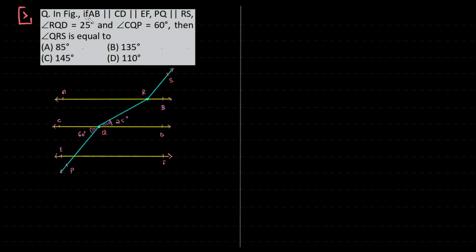In the figure, if AB is parallel to CD, and EF is parallel to both of them, also PQ is parallel to RS, right guys? And we have these two angles, 60 and 25, drawn in the diagram. Then we have to figure out QRS, guys. We have to figure out this entire angle, this and this put together.